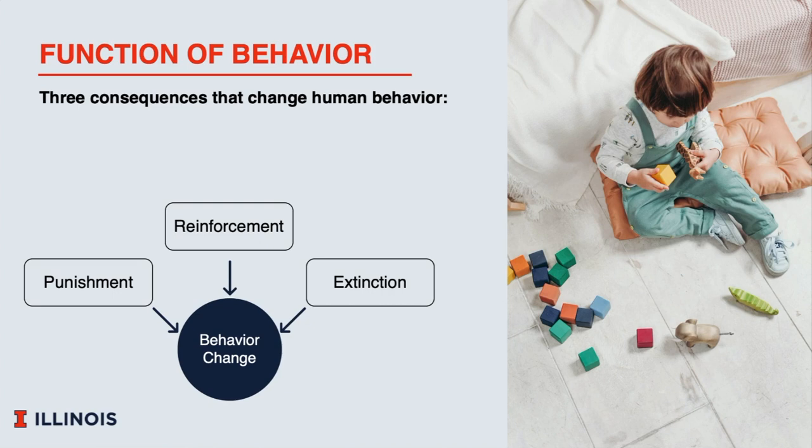Another consequence is extinction. Extinction happens simply when the reinforcement of previously reinforced behavior stops. Imagine a scenario where you push a broken elevator button. You would probably push the button a few times before you eventually give up and take the stairs or take another elevator. In this case, your behavior of pushing the elevator button was extinguished because it was not reinforced anymore.